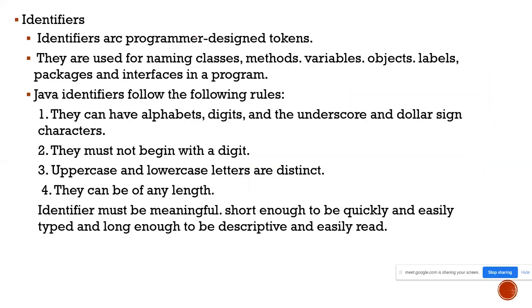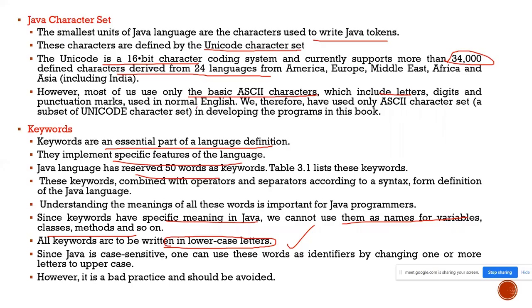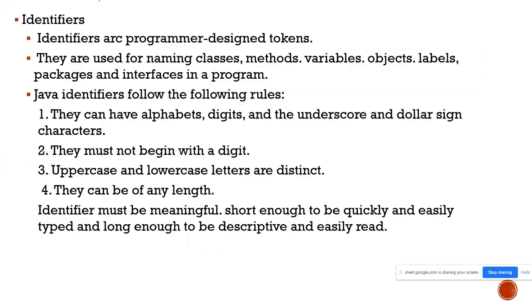So identifiers are programmer designed tokens. We have seen character set and keywords. The next is identifiers. What are identifiers? They are programmer designed tokens. They can be classes, methods, variables, objects, packages, interfaces, anything. So they can be defined using the following rules.